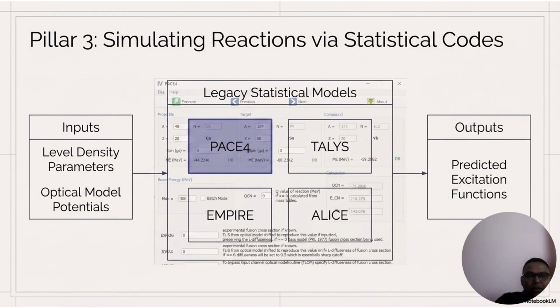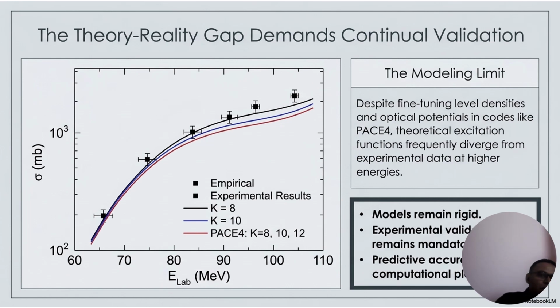Various codes can be used for the theoretical predictions of these reactions. However, PACE4 is generally used by us. This is a typical example of the calibration of the theoretical model using the experimental data. Various level density parameters are changed to get the best input parameters.